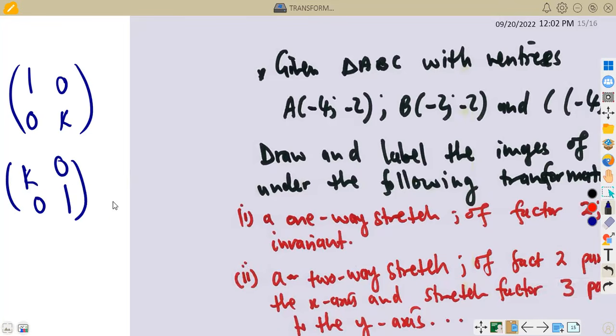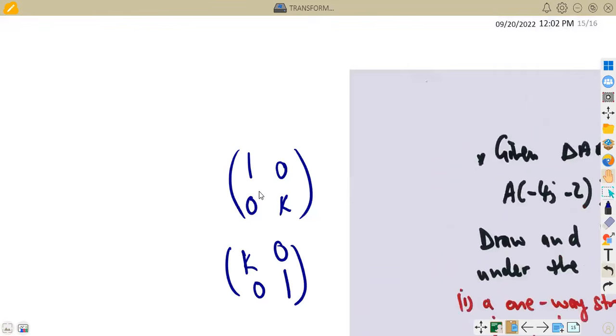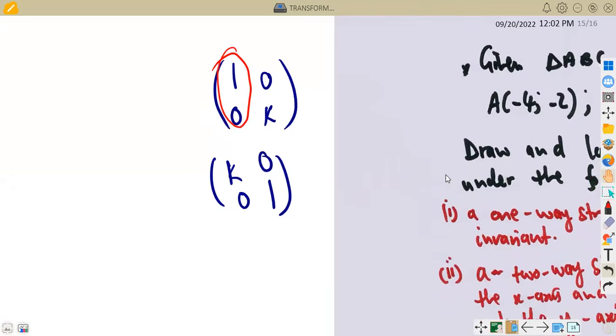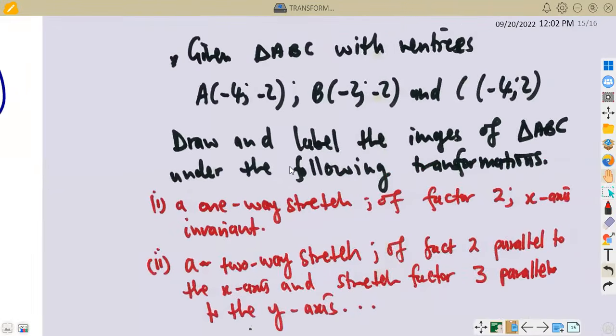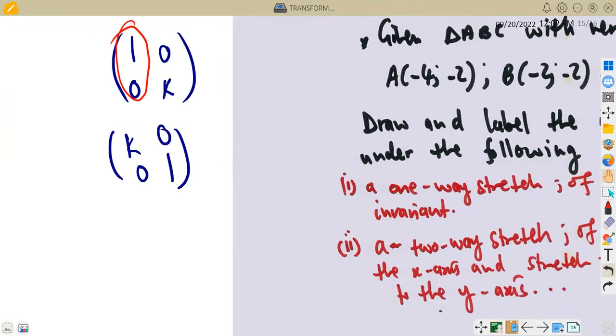So these are the two matrices, but which one is for the x-axis invariant, which means there's no movement in the x-axis? Let us cross-check. Here is this one. There is no movement in the x-axis, which means x is 1, 0. This one, there is no movement, so it's going to be this one. Using our matrix, it's matrix times object. Now our k, which is the stretch factor, is 2. So your matrix is going to be 1, 0, 0, 2, like this. So this is your matrix.